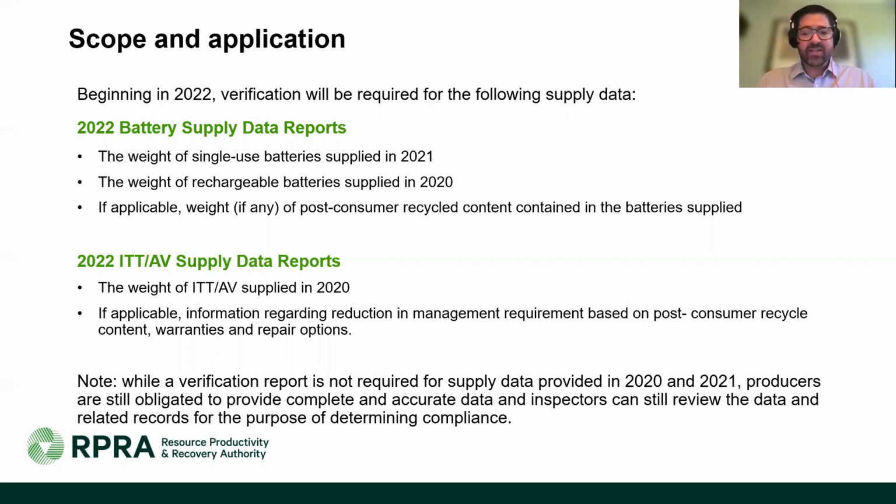Now, our team has indicated a couple of speaking points here that I would be remiss if I skipped. So keep in mind, even in the absence of verification reports, producers are obliged to provide complete and accurate information to RIPRA. And should an inspection be initiated, an inspector may analyze additional data or ask you questions about how you arrived at your 2020 to 2021 supply values. Next slide, please.